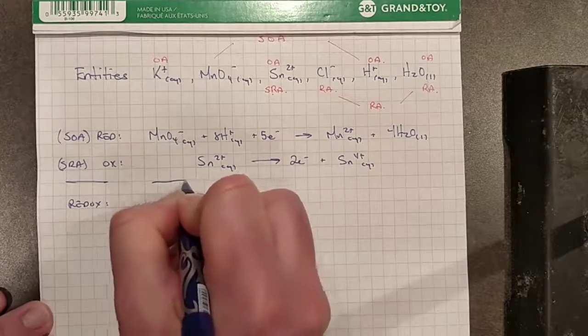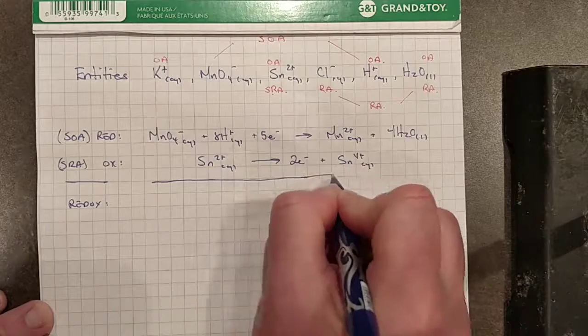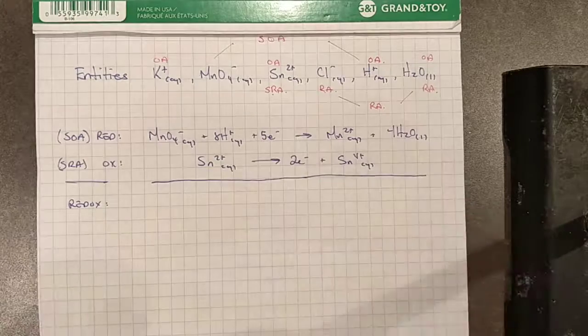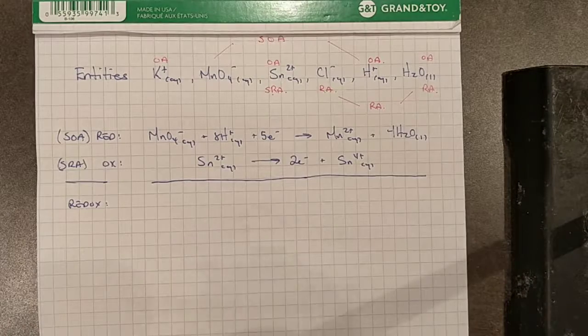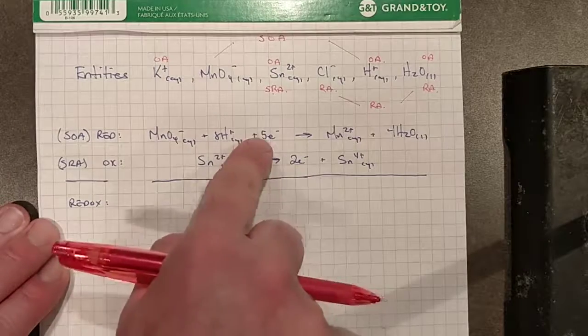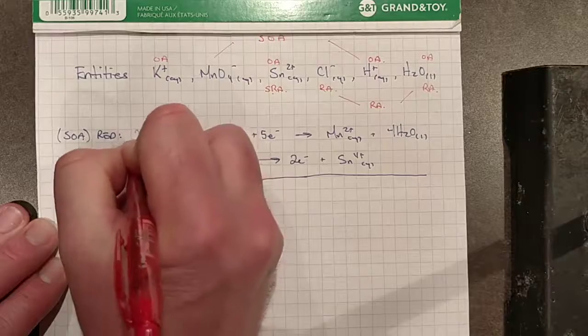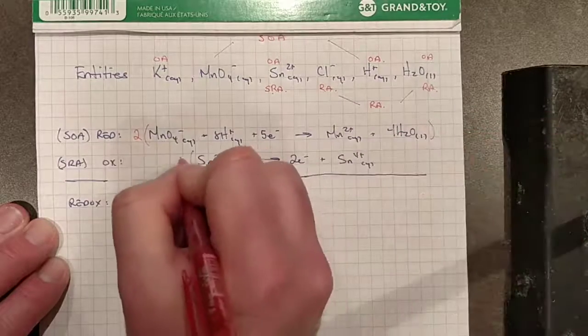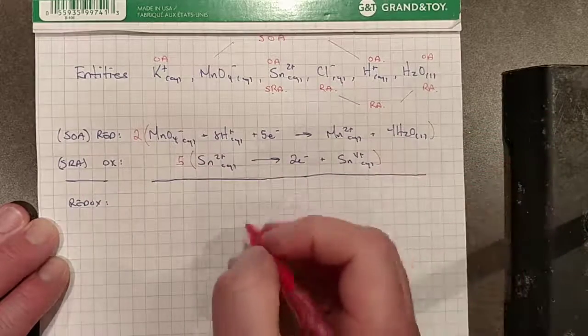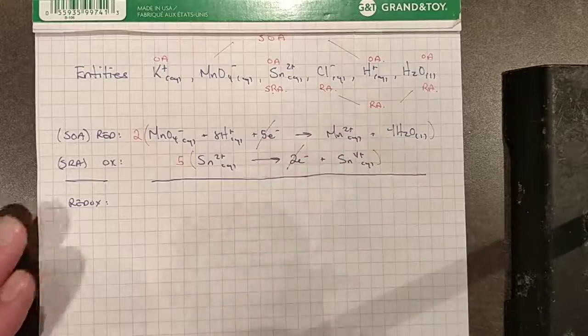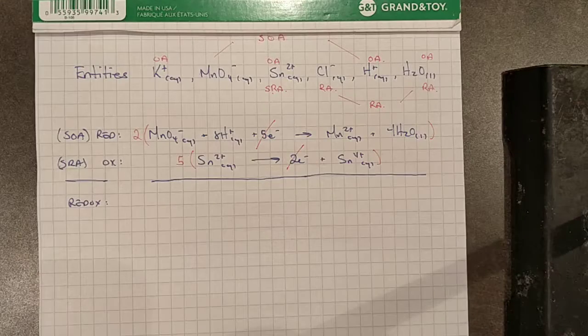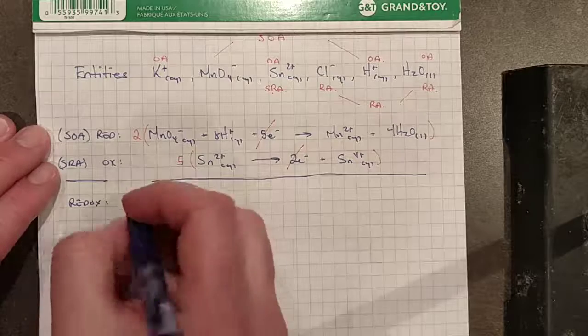The only thing we have to do is make sure that electrons gained are equal to the electrons lost, and unfortunately they are not. 5 and 2, the lowest common multiple here would be 10, and so I multiply my reduction half reaction by 2 and my oxidation by 5. That would equate my electrons, and now I can write my balanced redox reaction.